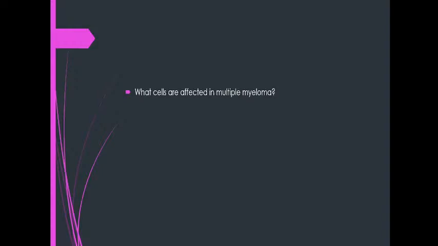What cells are affected in patients with multiple myeloma? B cells. Specifically, what specific B cells? Plasma cells. Now, what's the main problem with patients who have multiple myeloma? Is it the plasma cells in general or the products of the plasma cells? The antibodies. Yes, abnormal production of antibodies.